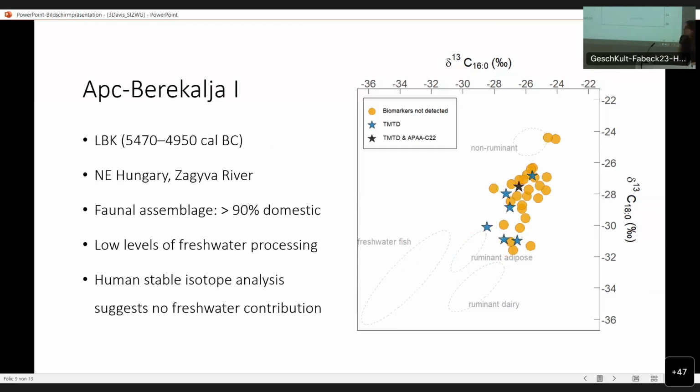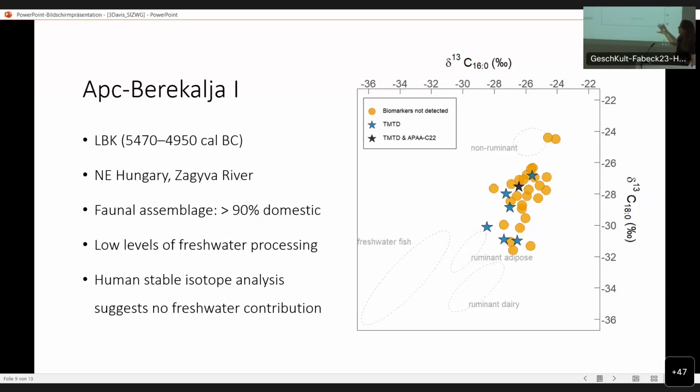The second site is APS, a slightly later LBK site, and that's located in northeastern Hungary again. But the faunal assemblage at this site has a much higher proportion of domestic animals. I think there were a handful of fish remains recovered, but I don't think the dating of these or their association with the LBK material was very certain.